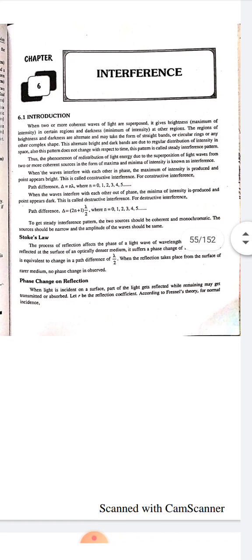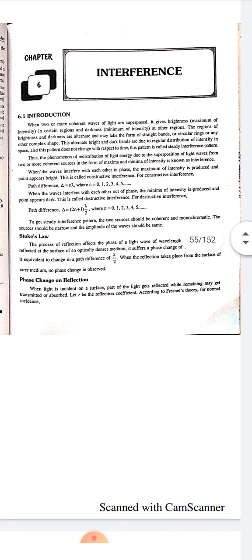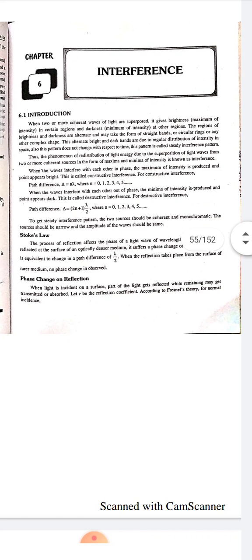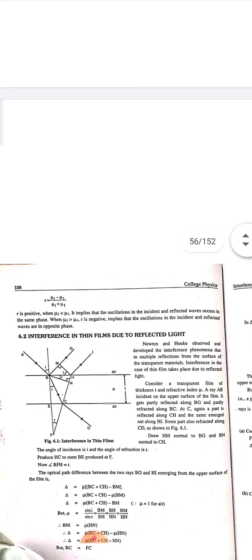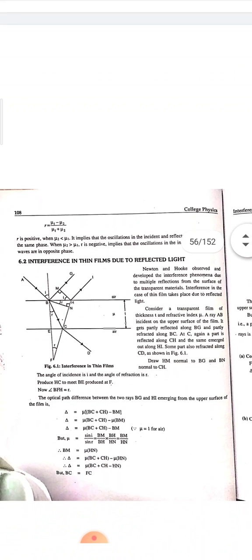Phase change on reflection. When light is incident on a surface, a part of the light gets reflected while the remaining may get transmitted or absorbed. Let R be the reflection coefficient. According to Fresnel's theory for normal incidence, R is equal to (mu1 minus mu2) divided by (mu1 plus mu2). R is positive when mu2 is lesser than mu1. It implies that the oscillations in the incident and the reflected waves occur in the same phase. When mu2 is greater than mu1, then R is negative, which implies that the oscillations in the incident and the reflected wave are opposite in phase. That you have to remember because an MCQ will be based on this particular thing.